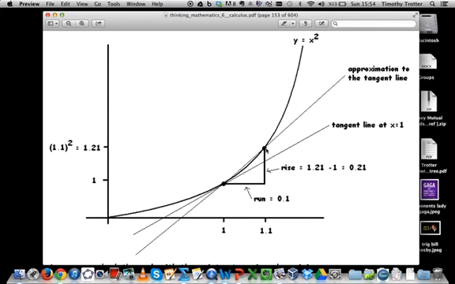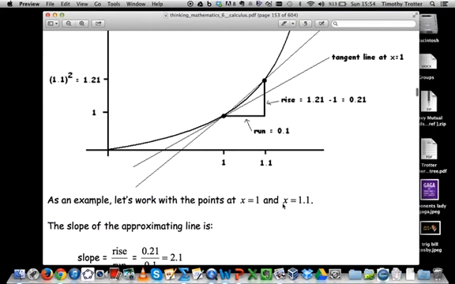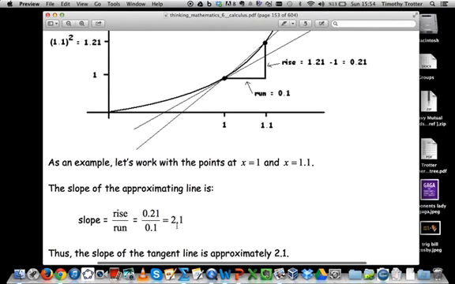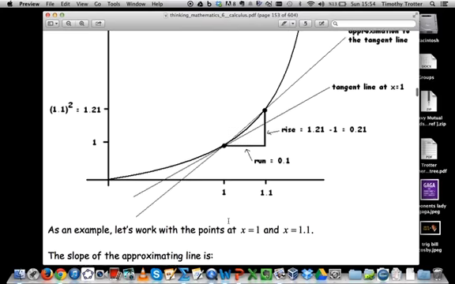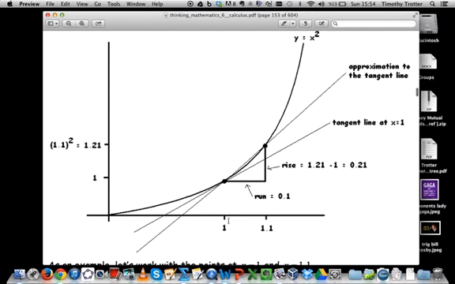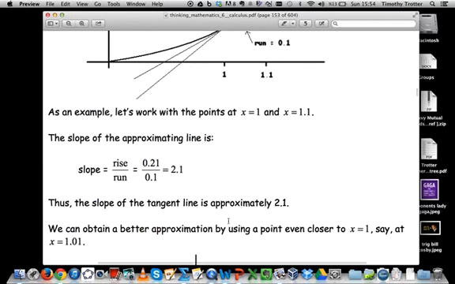And now that we have 2 points on this curve, we connected it with the secant line, we can find the slope of that line. We note that the rise is the difference in the y values, so we get 0.21, and the run is the difference in the x values, which is 0.1. And if we calculate that out, we find a slope of about 2.1. But that's the slope of the secant line and not the tangent line. The challenge is to find the slope of the tangent line. So what else can we do?